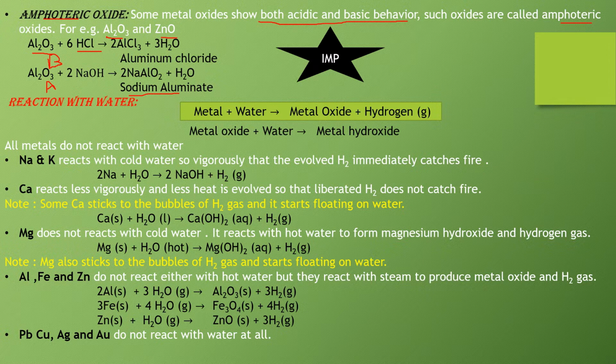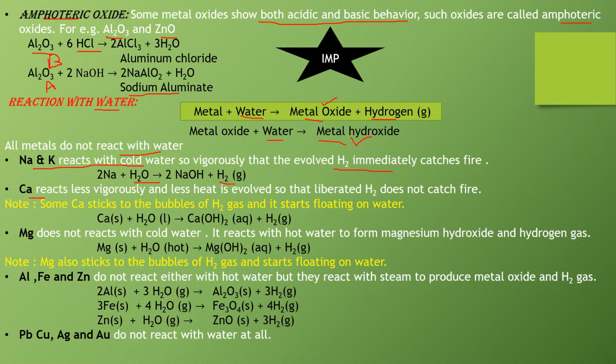Now the next reaction of metal is reaction with water. Whenever metal reacts with water, it produces metal oxide and hydrogen gas, and sometimes these metal oxides further react with water to produce metal hydroxide. So the product of a reaction may be metal oxide or metal hydroxide. Now again, all the metals do not react with water at the same rate. Sodium and potassium react with cold water so vigorously that the evolved hydrogen immediately catches fire. Reaction is Na plus H2O gives NaOH plus hydrogen gas.